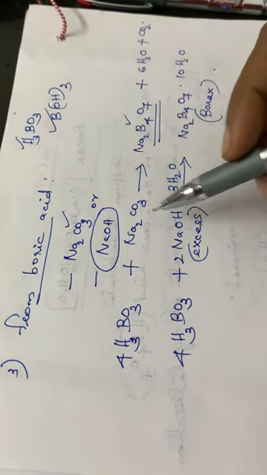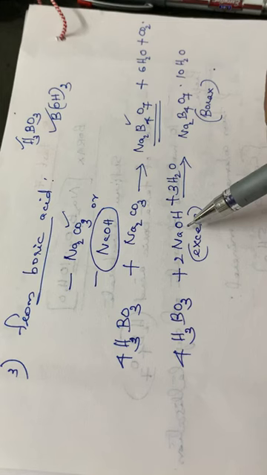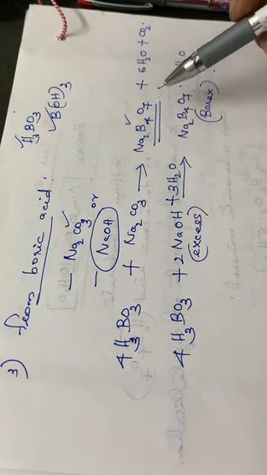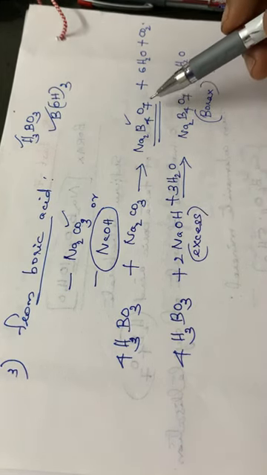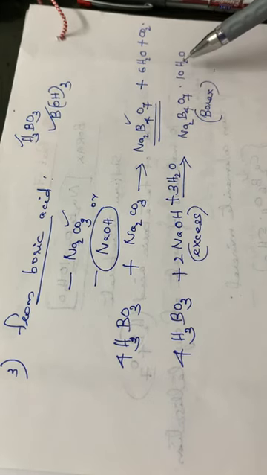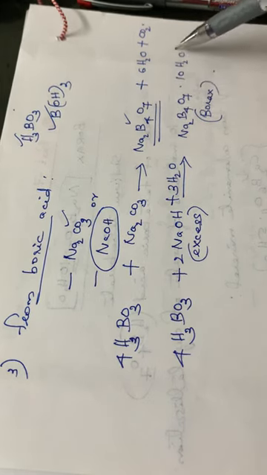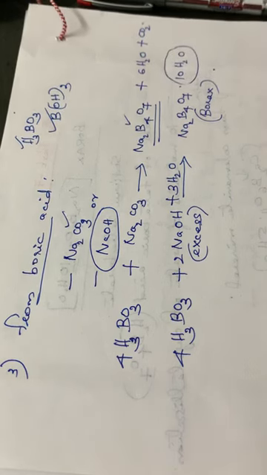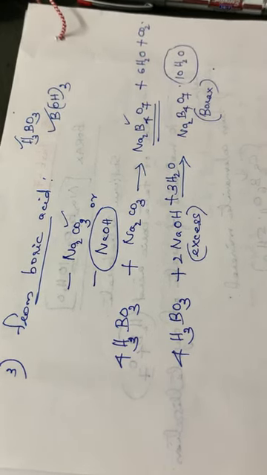So these are the two reactions with sodium carbonate and sodium hydroxide. The first one gives the anhydrous form of borax, and the second one has water of crystallization, that is 10H2O. Hope you wrote the equations.